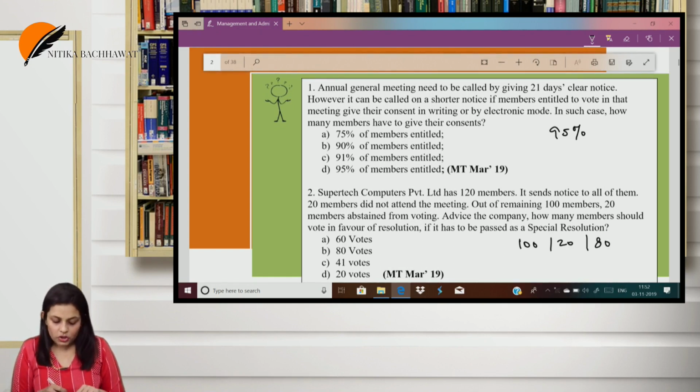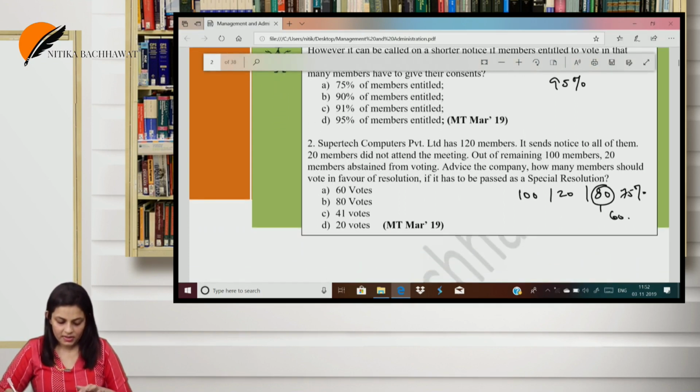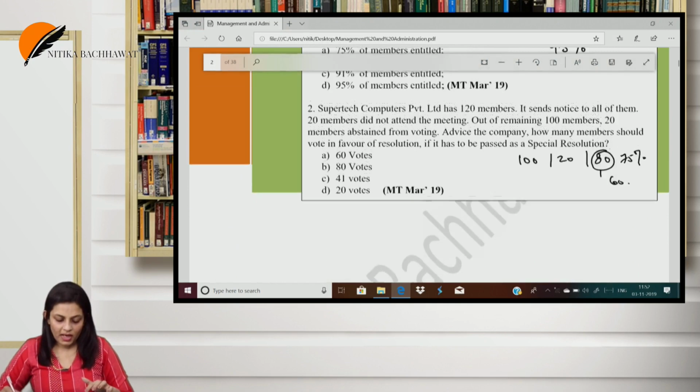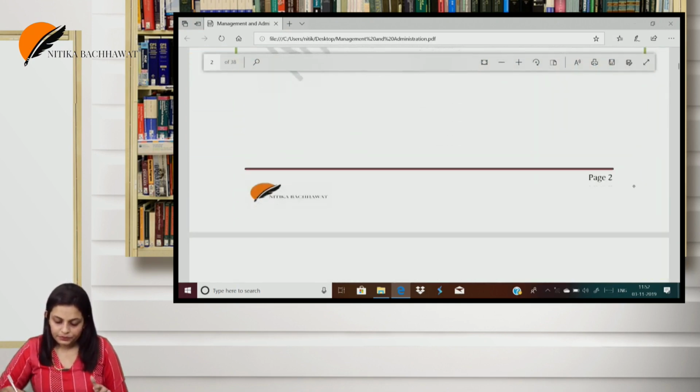How many members should vote in favor of the resolution if it is to be passed by a special resolution? That means 75% minimum. What is 75% of 80? It's 60. So minimum 60 votes in favor, then we can say that the resolution has been passed. So it is A. So the answer is D and A.